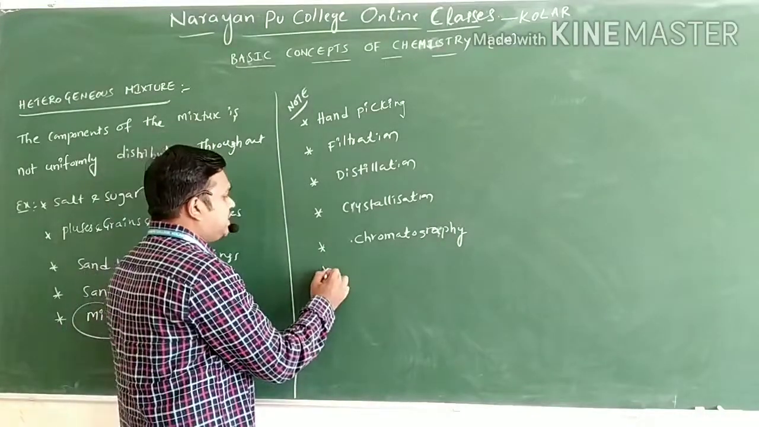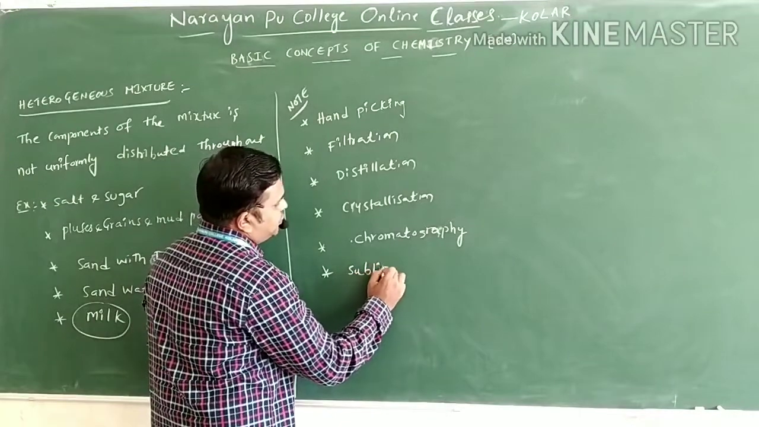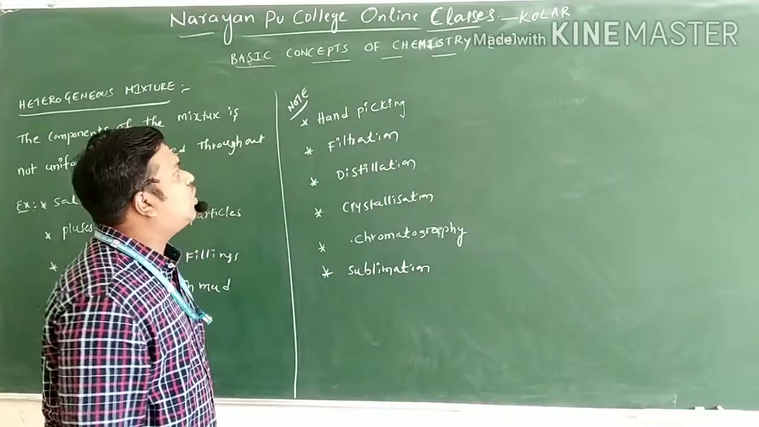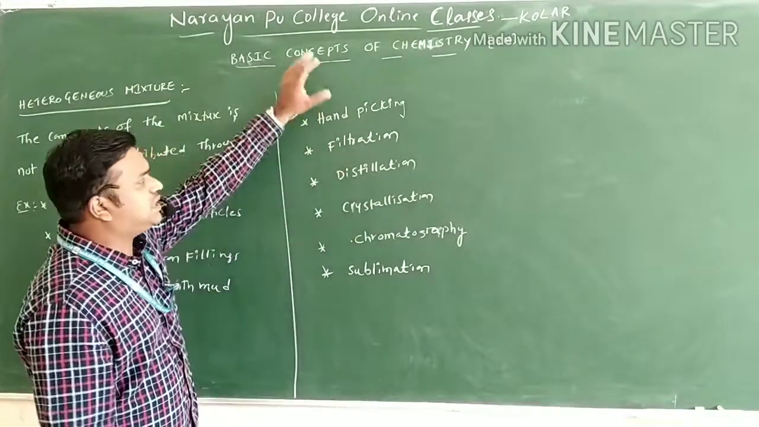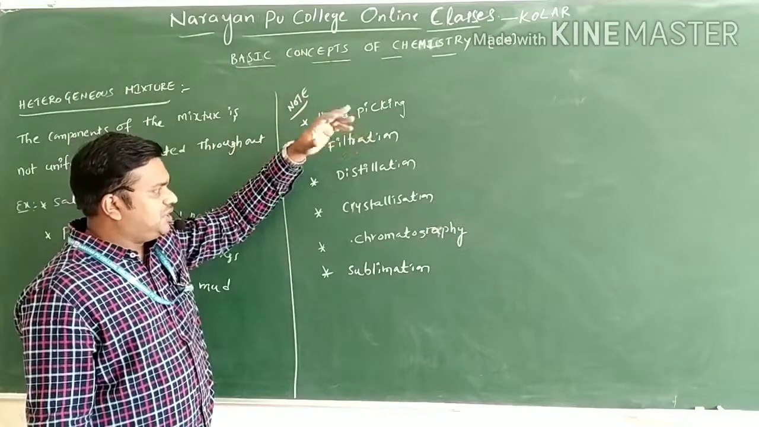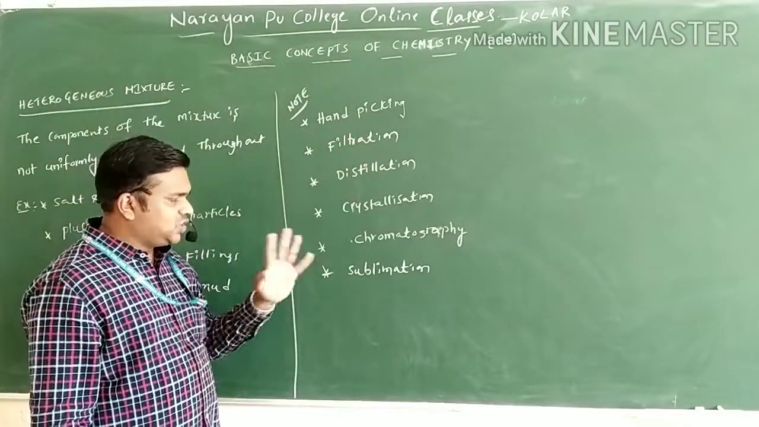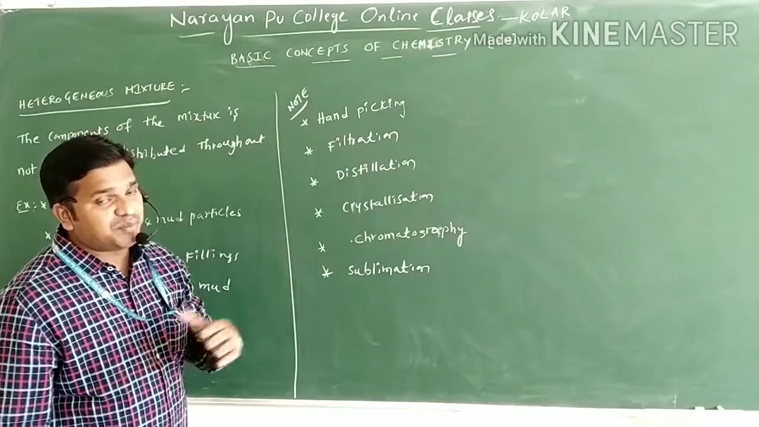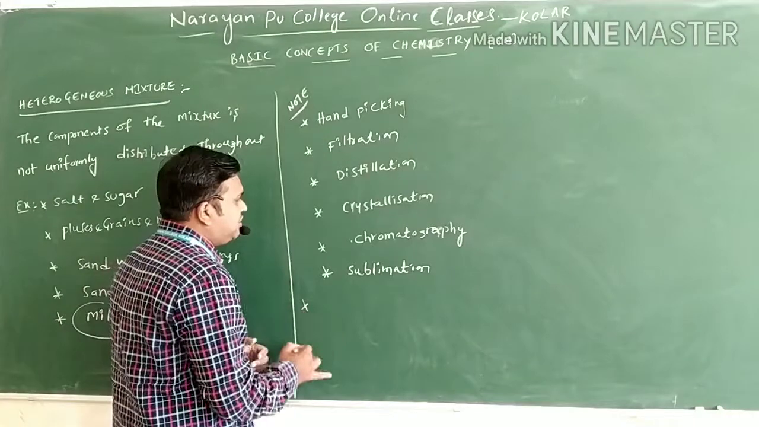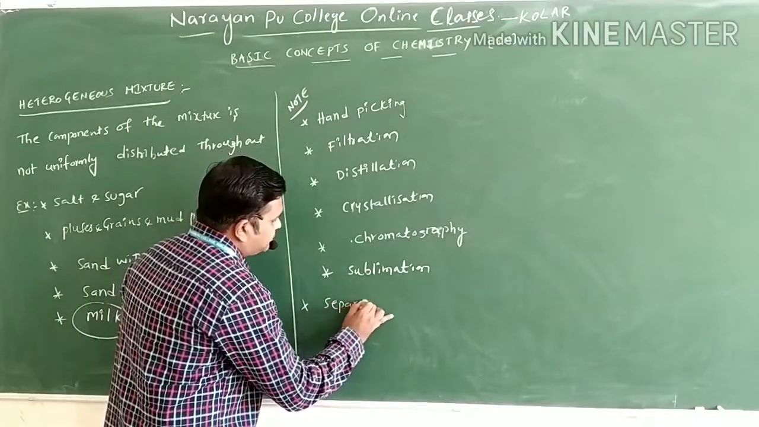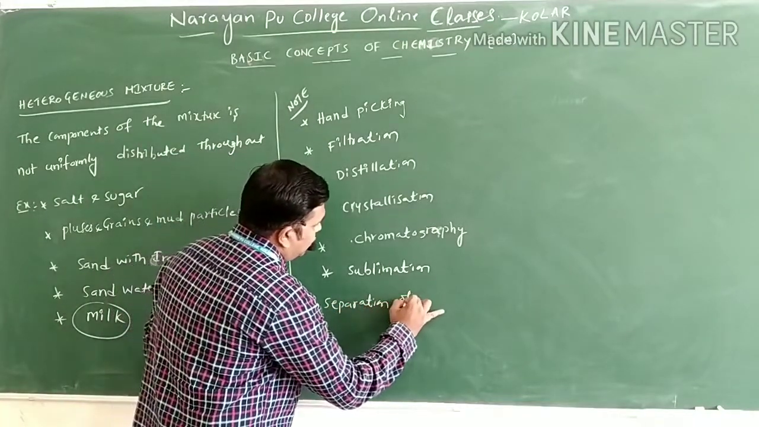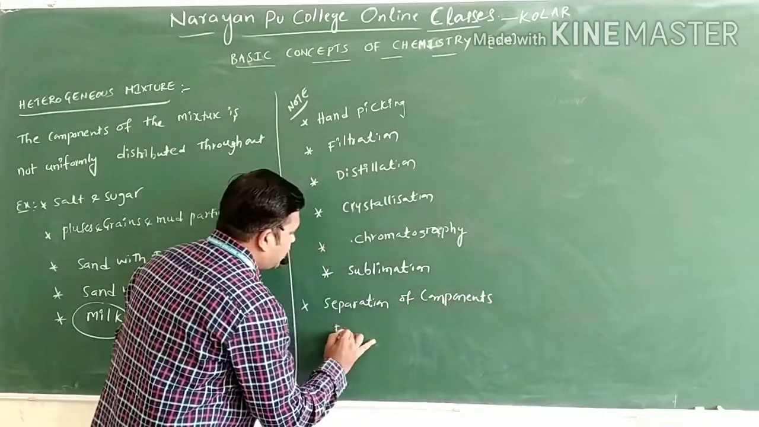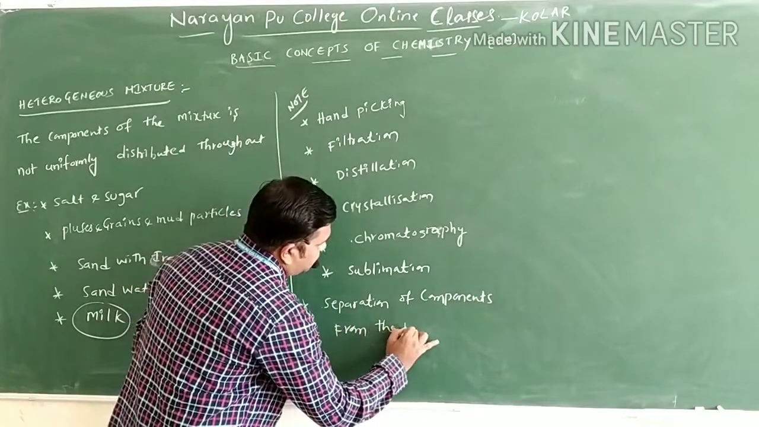And one more method we can get is sublimation. Sublimation is also one of the methods we can use to separate the components of the mixture. Okay, what are the different methods we have? Hand picking, filtration, distillation, crystallization, chromatography, and sublimation. These are the different methods used to separate the components of the mixture. Mainly for which one? Separation of components from the mixture.